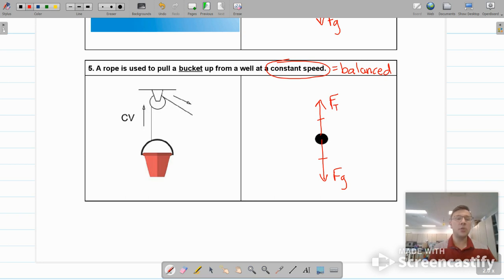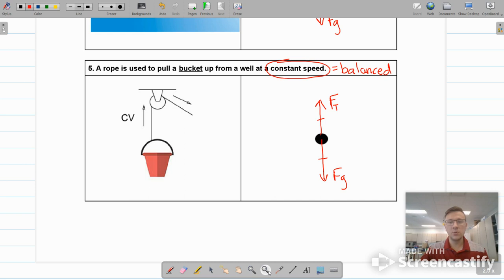And for there to be a normal force for this bucket, there would have to be something underneath it that's supporting it, preventing it from falling down. But again, in this case, the reason the bucket does not fall down is because the tension in the rope is pulling up on that bucket.